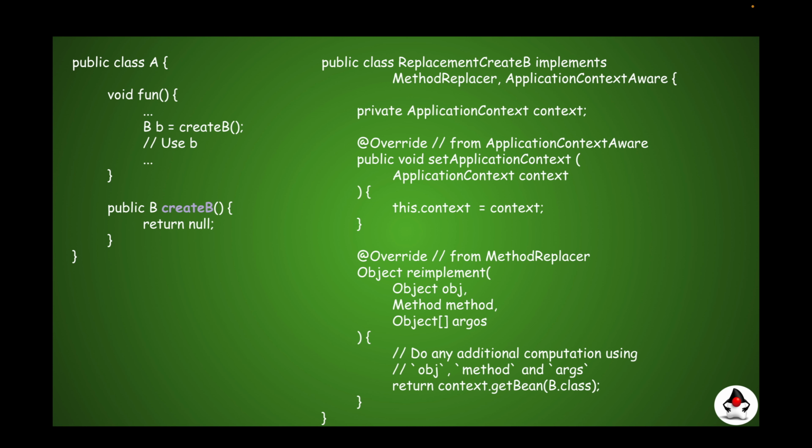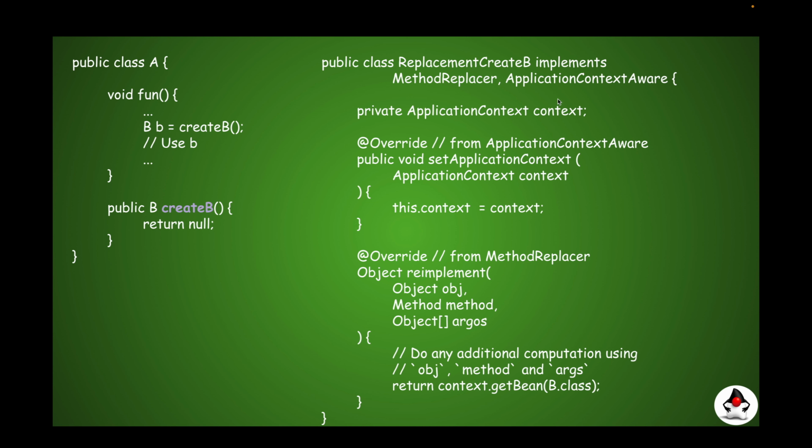But what we want to do is return an instance of class B from the application context. So for that we need to make it application context aware, and we can do that because this is not our business logic. Our business logic is in class A, but class A is not aware of application context. But replacement create B is aware of application context, and that is totally fine. Now we need to override two methods, one for method replacer and one for application context aware.